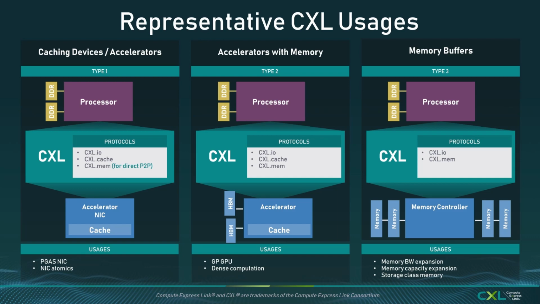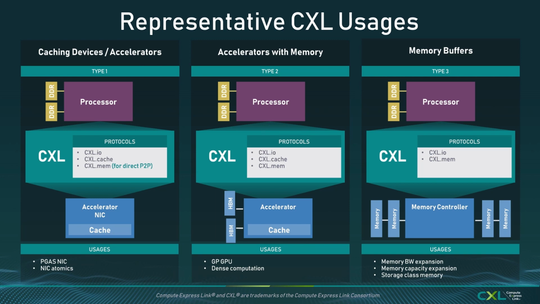So for a Type 2 device, you're using the .cache as well as .mem protocol, and it allows the processor to cache device-attached memory, and it also allows the accelerator to cache both processor-attached memory as well as device-attached memory. A good example of that would be GPGPU use cases, accelerators which have high touch for memory components, right? So that type of use case can be addressed with Type 2.